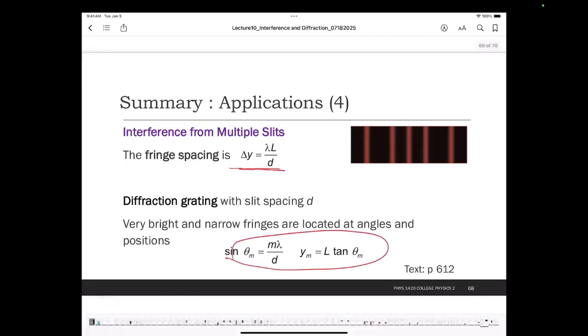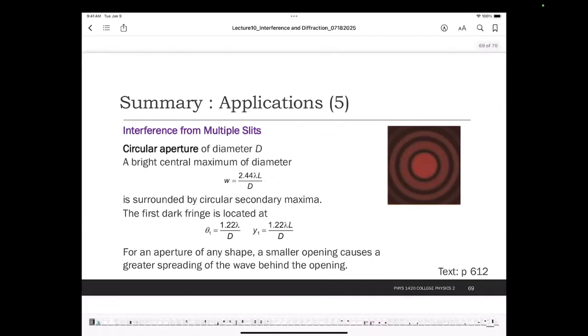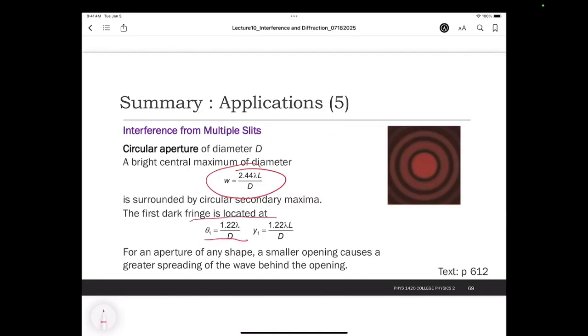We have talked about this, and also we talk about the circular aperture of diameter D, with a bright central maximum diameter. We use this equation to calculate it. It's surrounded by circular second maxima, and the first dark fringe is located by this equation. Also, this is the angle. This is the distance.